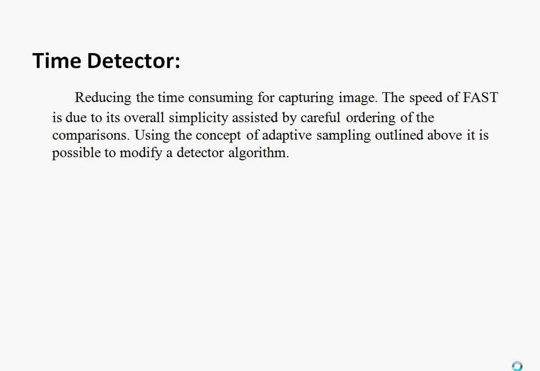The last one is the time detector. It will reduce the time consumed for capturing the image. The speed of FAST is due to its overall simplicity, assisted by careful ordering of the comparisons. Using this concept of adaptive sampling outlined above, it is possible to modify the detector algorithm.